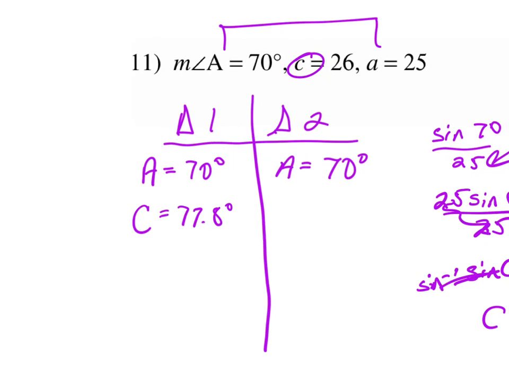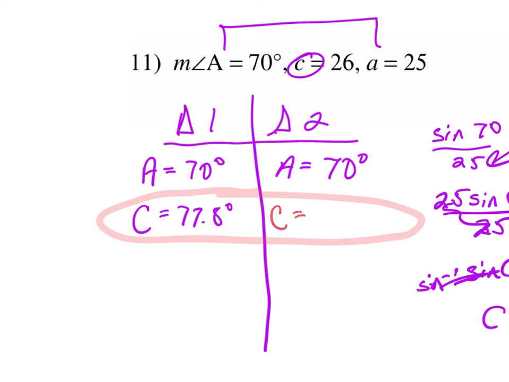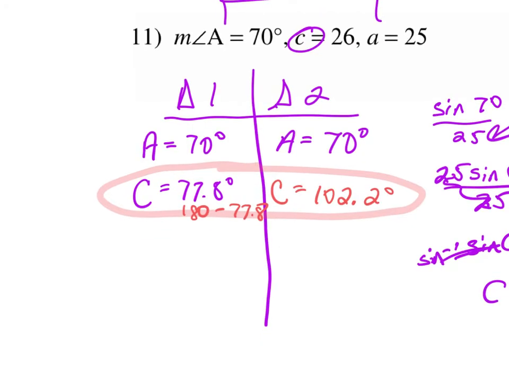Now, if there is a second triangle, which is what we're going to find out right now, I take that angle that I just found and I find its supplement, meaning I take 180 minus 77.8. So 180 minus 77.8, and I get 102.2 degrees.